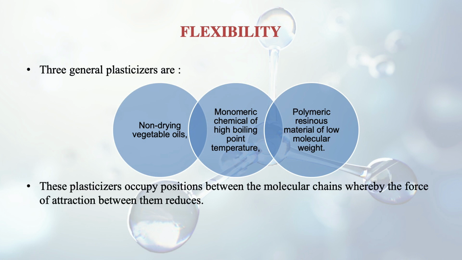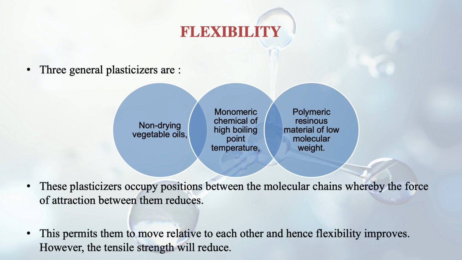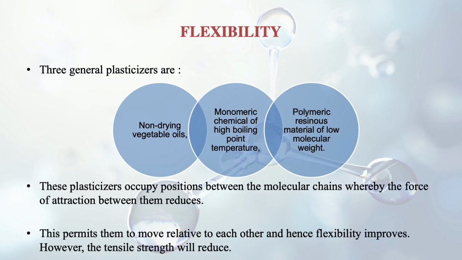What will happen due to this? The force of attraction between the molecular chains of the polymers will reduce. So then it becomes obvious that more flexibility will come in and brittleness will reduce. This will permit them to move relative to each other. The molecular chains, due to lesser intermolecular forces, will be able to move against each other, and thus flexibility will improve. But there is a fall in the tensile strength.